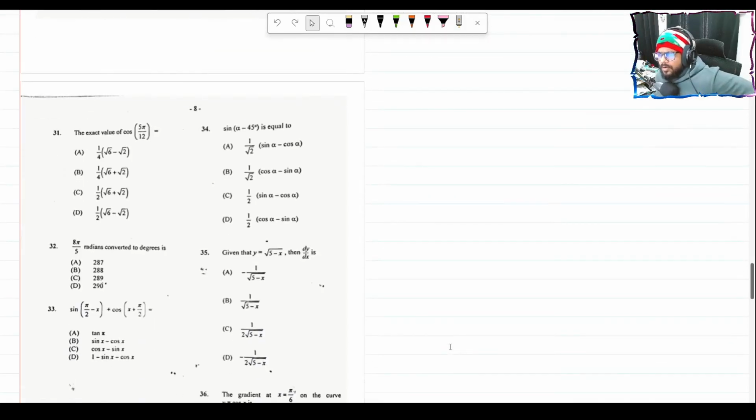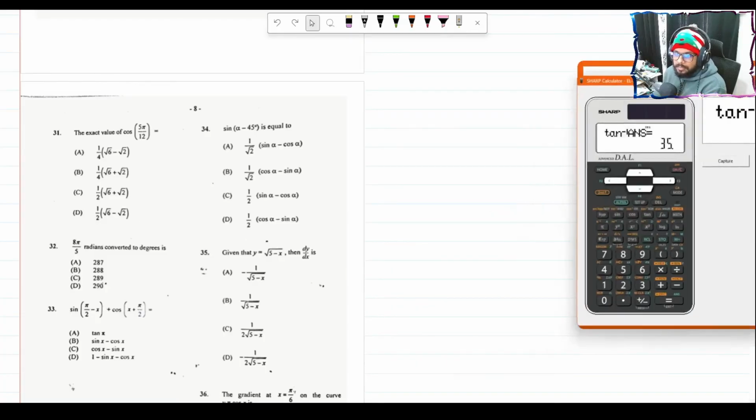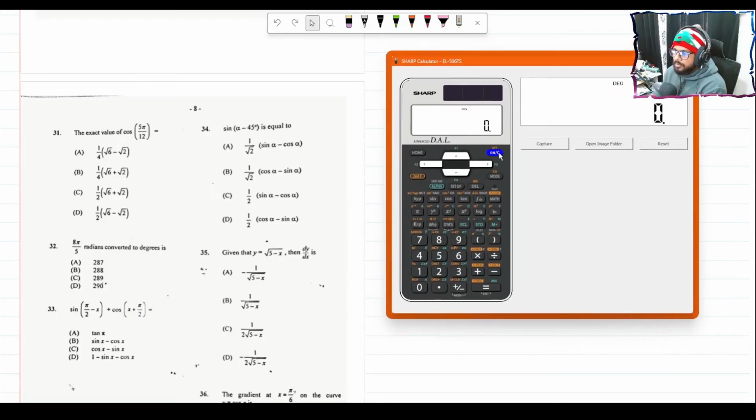The exact value of cosine of 5 pi on 12 is... Now, they want it in a particular form here. So I'm going to do the same thing I did just now, the same concept. Change my calculator to radians again. Cosine of 5 pi on 12. Let me check and see what that is. I'm going to save that.